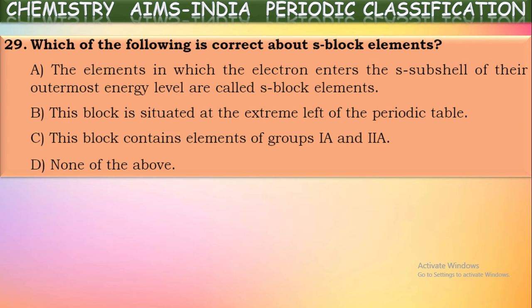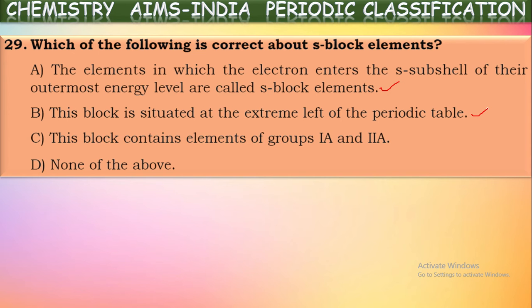Next, this block is situated at the extreme left side of the periodic table. Yes, this is also a true statement because the s block contains two groups: first A group and second A group. These two are situated at the extreme left side of the periodic table, the starting two columns. So that is true. Next, this block contains elements of 1A and 2A, that is also given here.